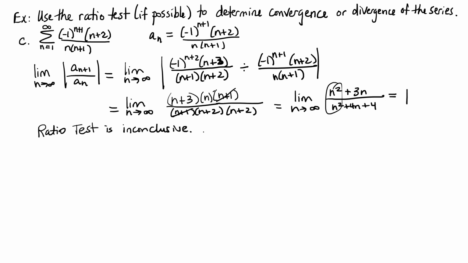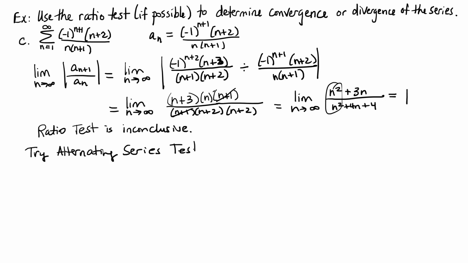Okay, so let's say that this happens to you. You were not asked to use the ratio test, you just decided to use it, and then you get 1. So it's inconclusive, so you would try a different test. As I mentioned before, this is actually an alternating series, so I'm going to try the alternating series test.